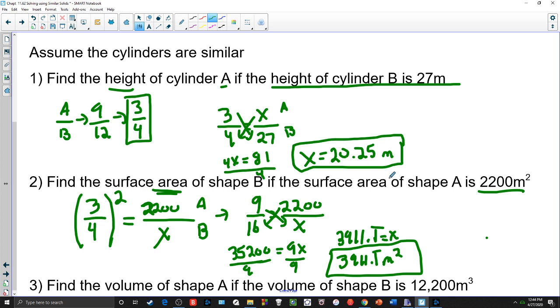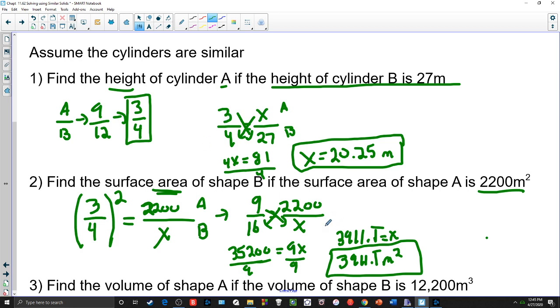So again, as I was saying there, if you remember what kind of units to put in your answer, you'll remember what kind of process to do. So if you have square units, you have to square your scale factor fraction. If you don't have any square or cube units, you just keep your scale factor fraction as it is, like we did in the first set.